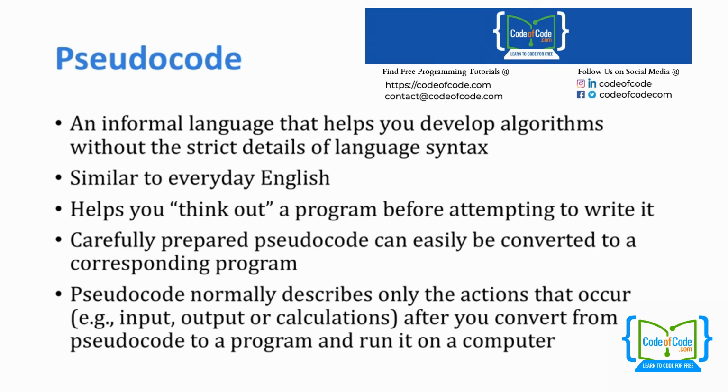So as you'll see, when we develop pseudocode, we're typically going to describe the actions that we wish to perform, things like reading in values from the user, displaying information to the user, performing calculations, etc. And we'll list the order of those, and then we'll work on translating that over to actual Python code.